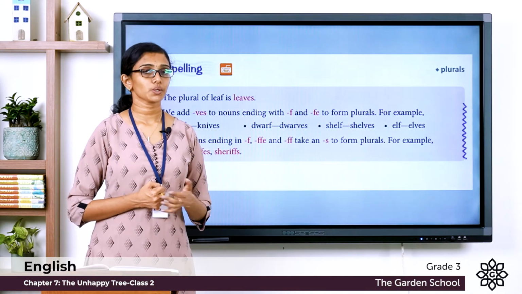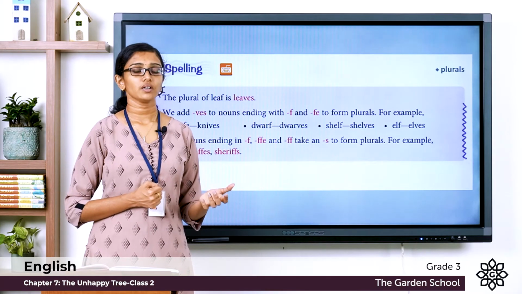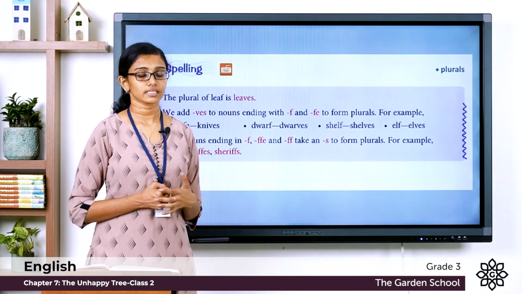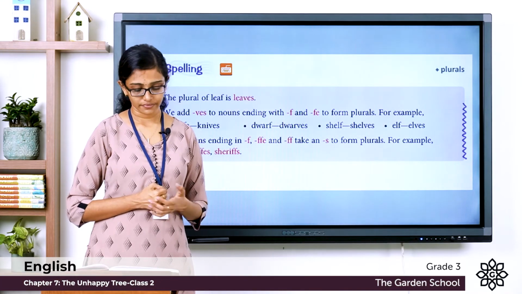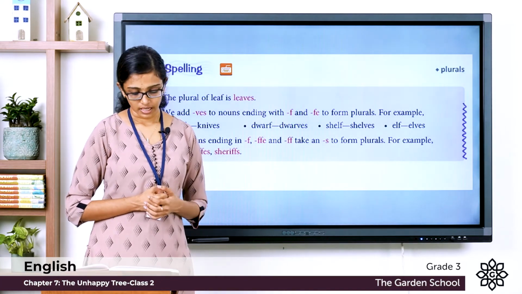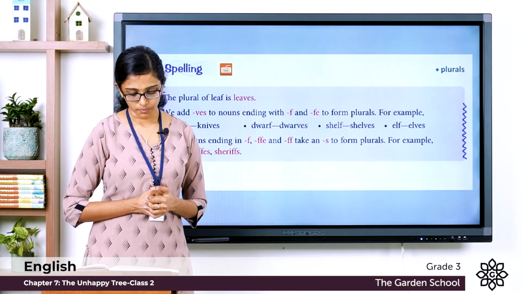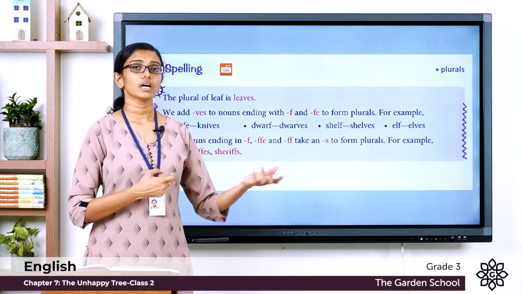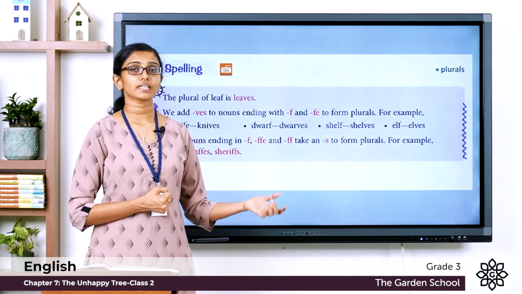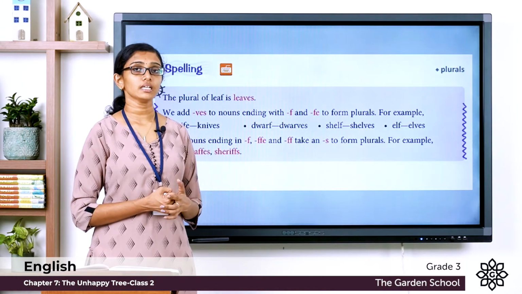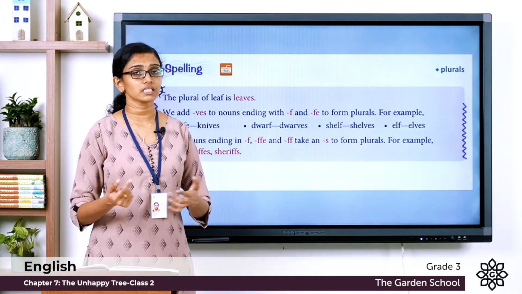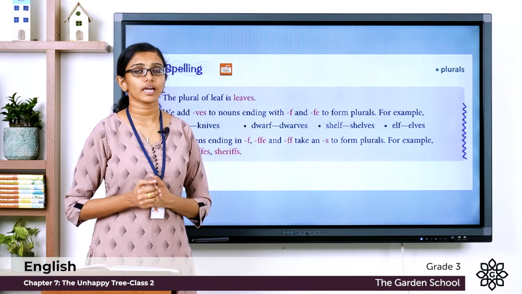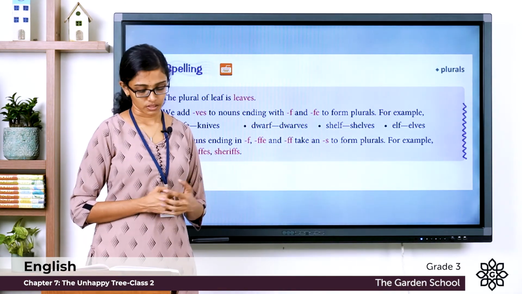But then there are also words which are not changed by adding VES. Let's see some examples. Some nouns ending in F or FFE or FF take an S to form plurals. For example, roof, roofs. Roof ends with the letter F, but in the plural, you just add an S to it. Instead of replacing it with VES, we just add an S to the end. So it is roof, roofs.